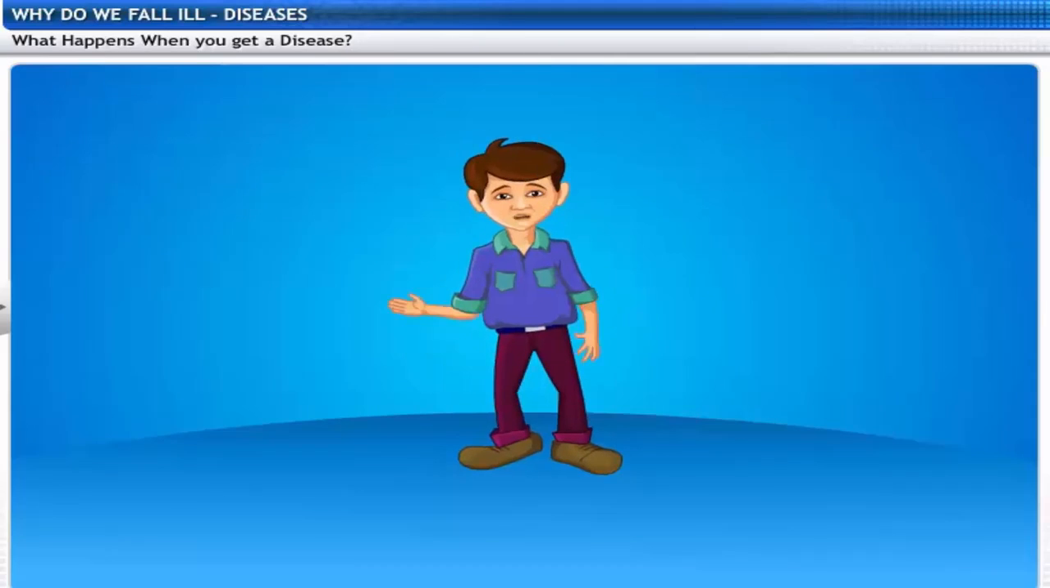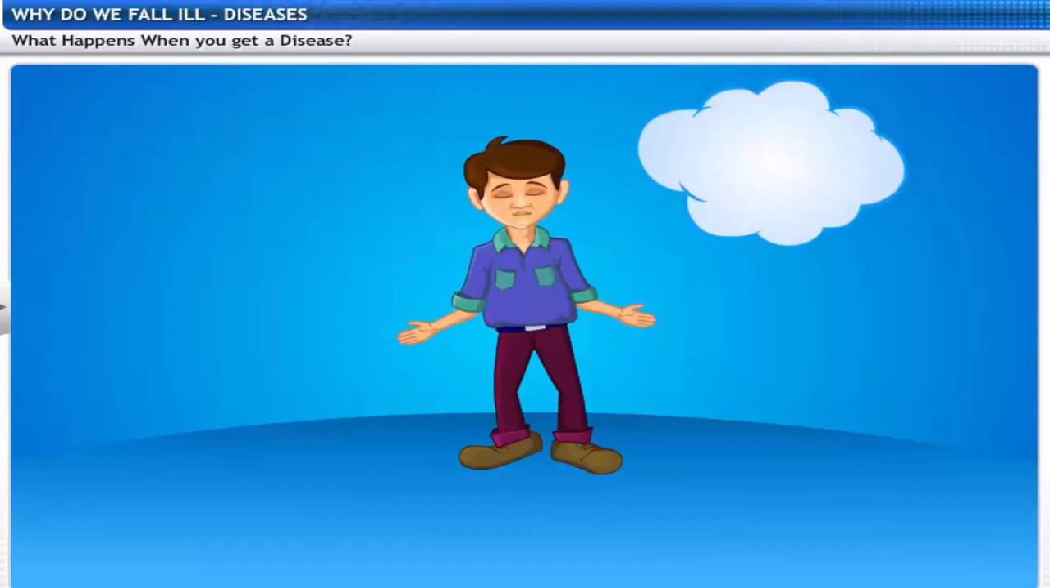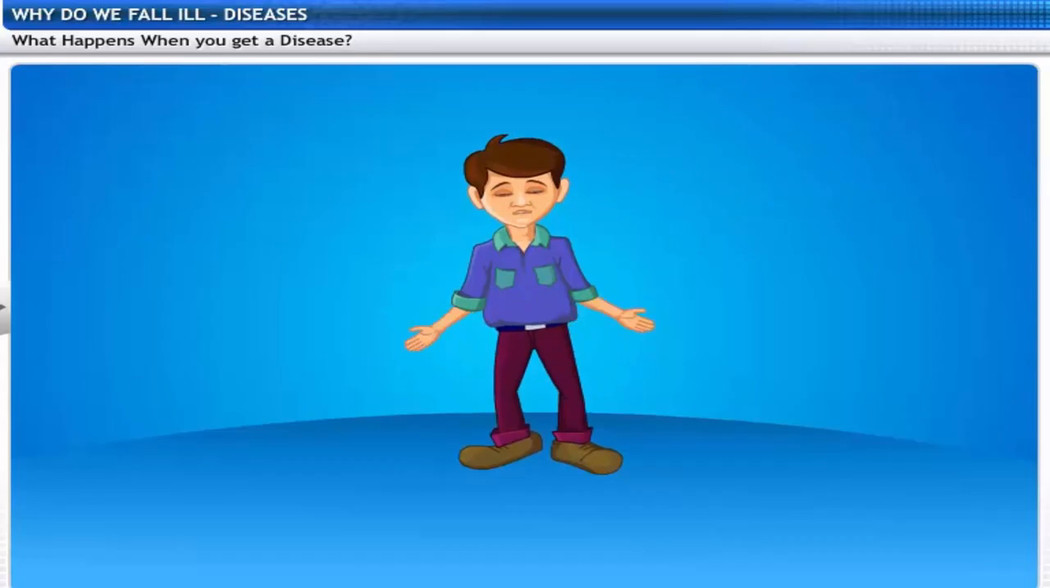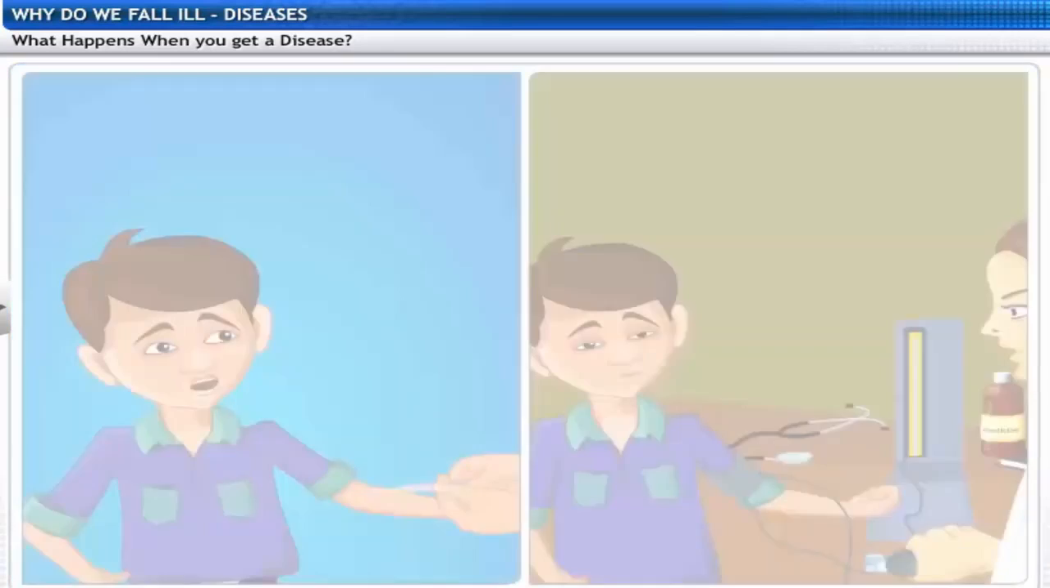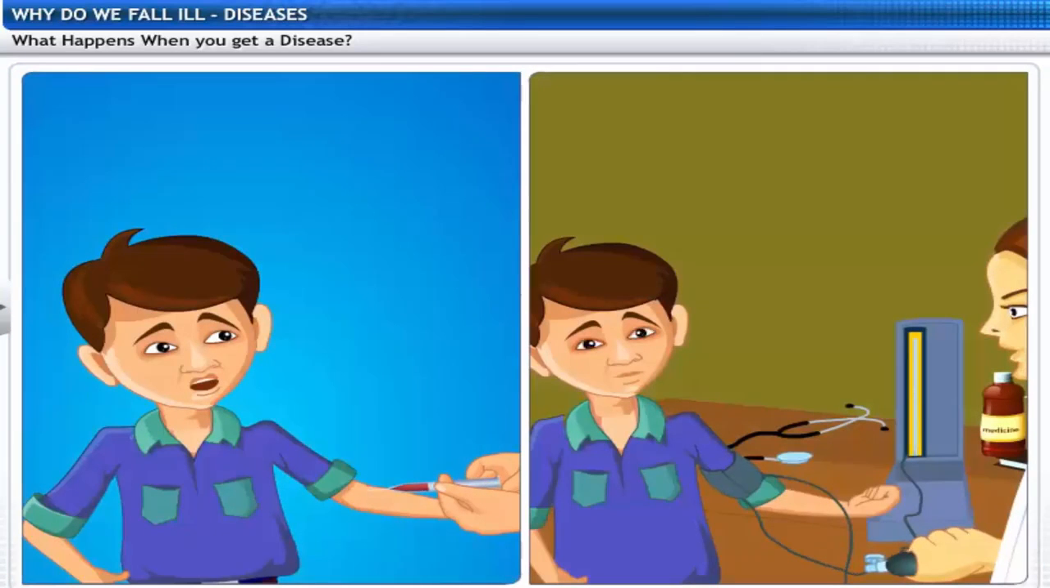Okay, now I understand. But how do I know which disease is the cause of my fever? If I don't know, it will be difficult to treat it. Moreover, I have to get fit to participate in the final match. The team needs me. Physicians diagnose the disease based on observed symptoms and clinical tests.